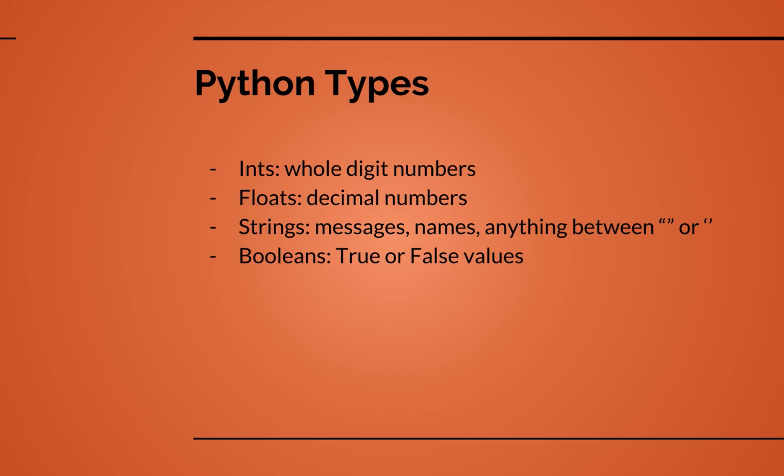And then finally, booleans are perhaps the simplest. These are simply true or false values. So if it's not true, then it's false, and if it's not false, then it's true. Also note the capital T and capital F, those weren't mistakes. That is actually the correct notation. It's capital T and capital F for true and false.